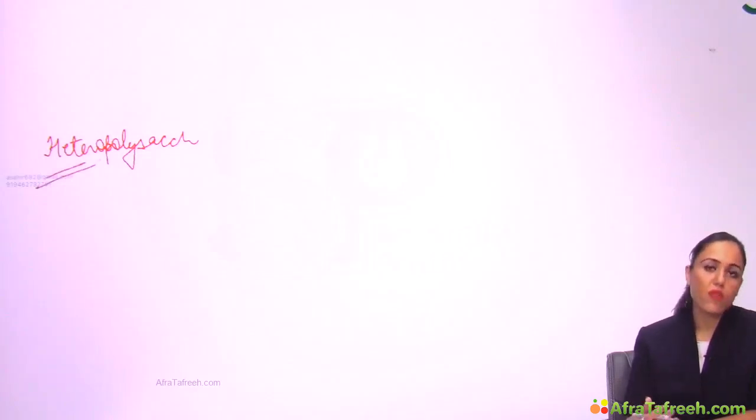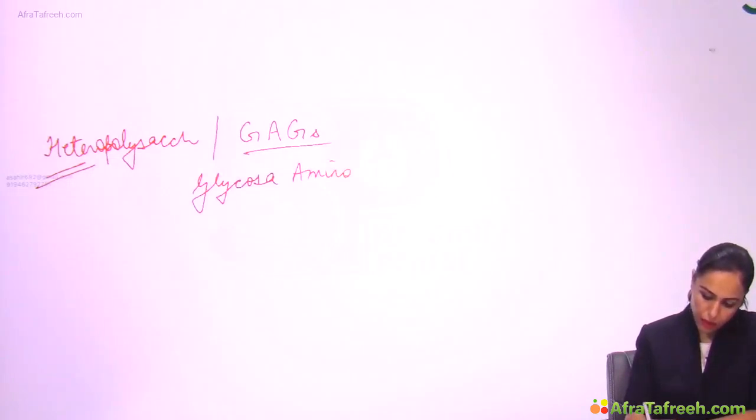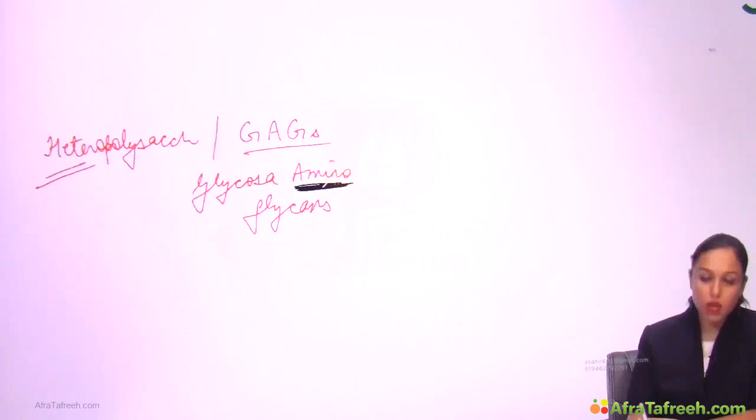Why the name hetero? I've already told you, because it has different carbohydrate units. And they are also called GAGs. GAGs is glycosaminoglycans. Glycosa means carbohydrate, but amino, see here, the word amino is written here. That is a very special point.